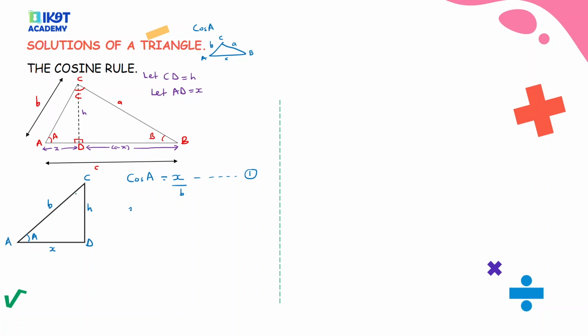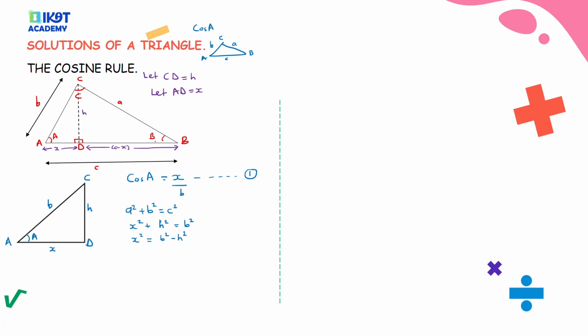Now the first equation we can generate from here is using the Pythagoras theorem, which says a squared plus b squared equals c squared. Here we have x squared plus h squared equals b squared. Now from here we can make x squared the subject, so x squared equals b squared minus h squared.